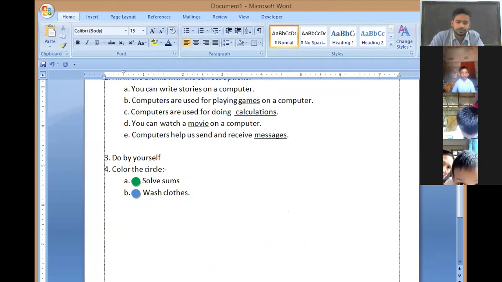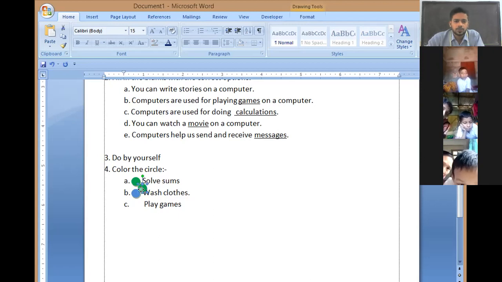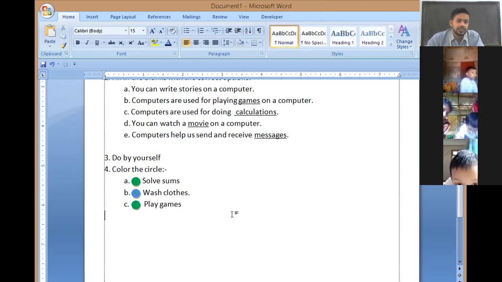Okay, now see. C is play games. Now, in a computer, yes, we can play games. So we'll put green only here. So C is green. Okay. After that, we have D.